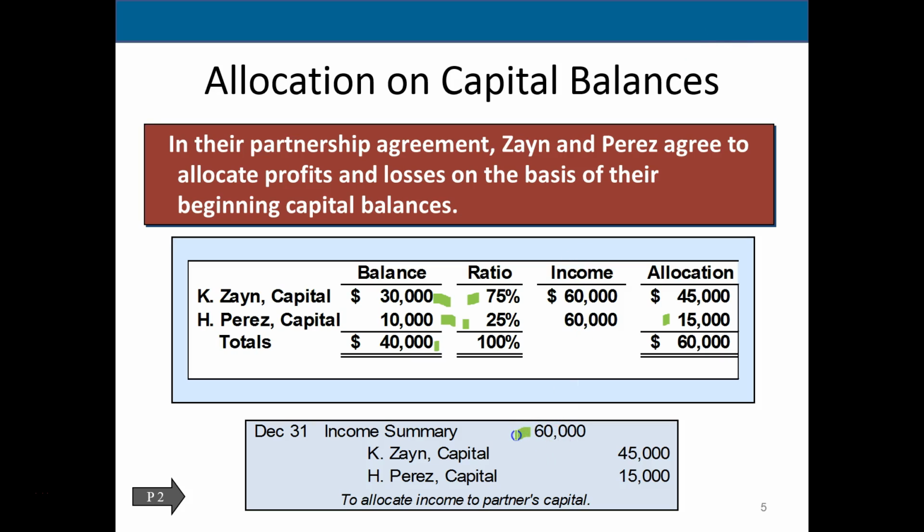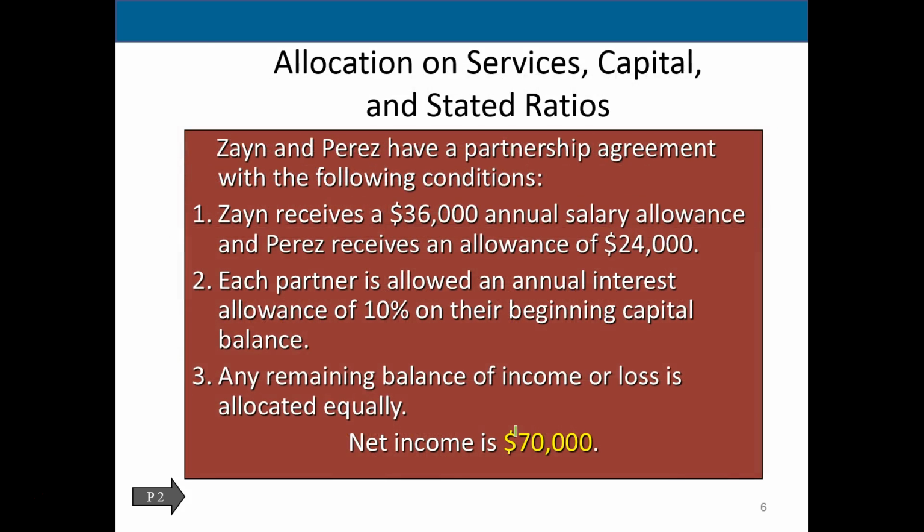Once again, the net income is represented by the income summary account. So if you see that in the book, remember in Chapter 4, we close out the income statement to the income summary. Then we close out the income summary to the capital account. So basically, we're making net income 0. We're allocating net income first to the income summary, then to the capital accounts, which is where they ultimately will go. So, allocation on services, capital, and stated ratio.